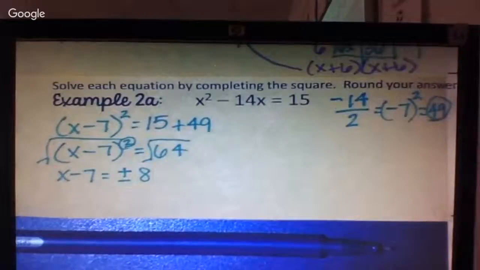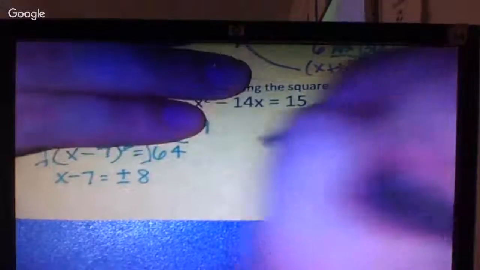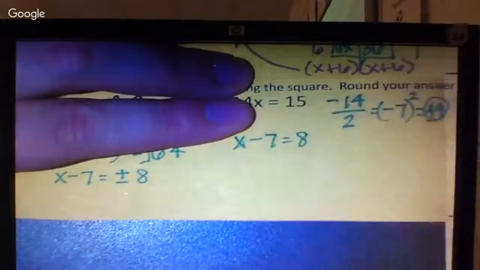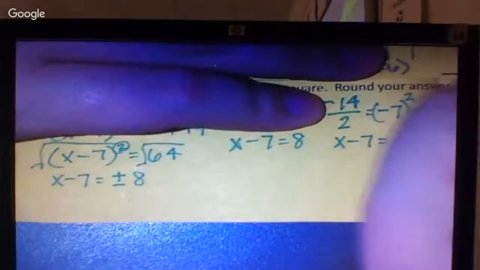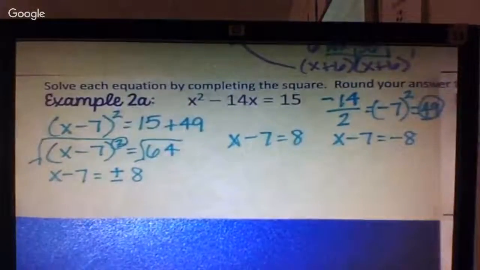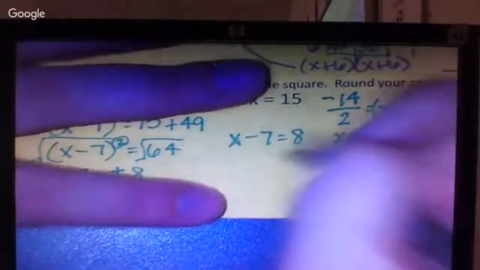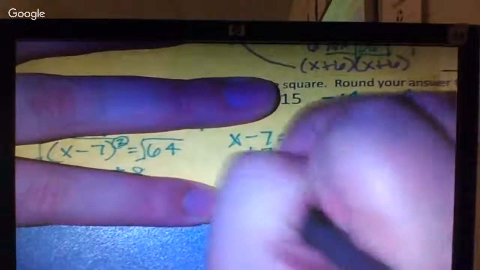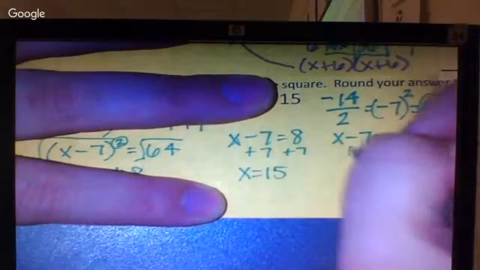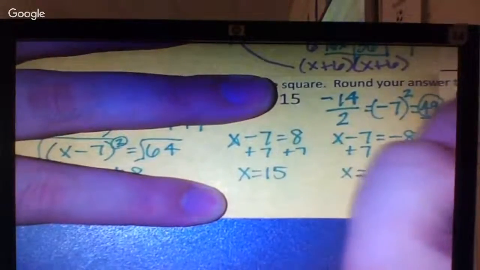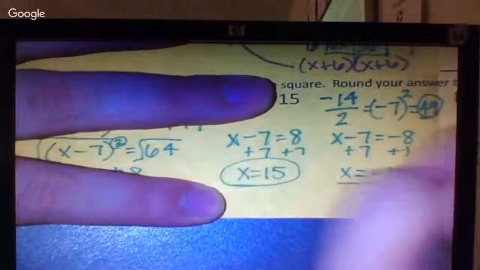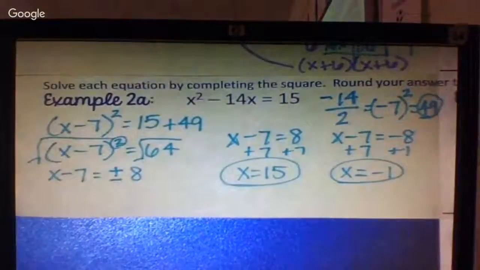Okay, so this is where your two answers come from, just like you had those two answers with your quadratic formula. Now you have two separate answers to split this into. So x minus 7 equals positive 8 and x minus 7 equals negative 8. Just like your quadratic formula split into two answers, this also splits into two answers. So now I can add 7 to this side, and you get 15. And I can add 7 to this side, and I get negative 1. So this means your graph crosses at negative 1 and positive 15.